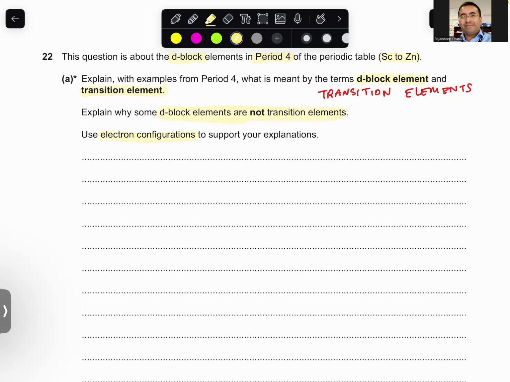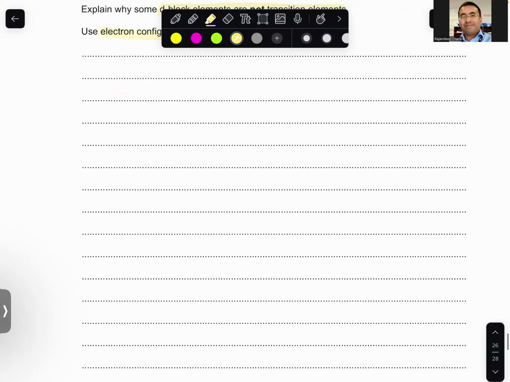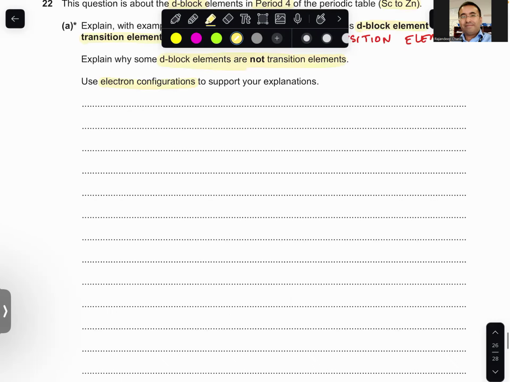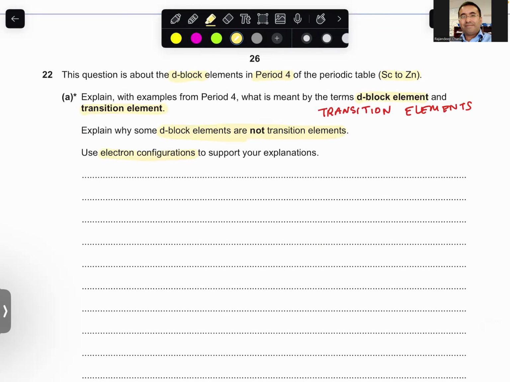So how many marks is this worth? This is worth 6 marks. Now, the psychology of a question like this: students will immediately panic and think, what kind of question is this? But if you break it down and highlight it, or in the exam, underline or circle, you can then start extracting the key points. If you look at the first line of the question, what is meant by the terms D block element and a transition element? These are definition questions.